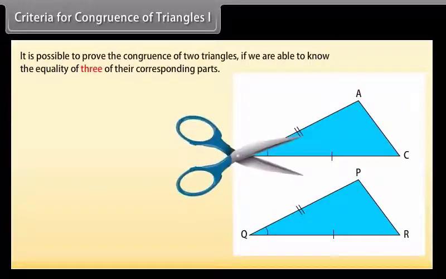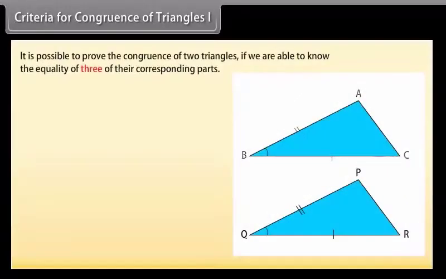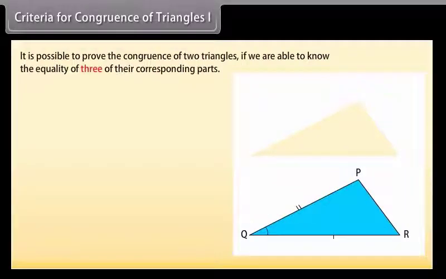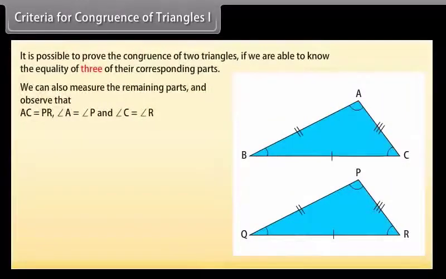If we trace or cut out triangle ABC and place it over triangle PQR, we will observe that one covers the other exactly. Thus, we may say they are congruent. Alternatively, we can also measure the remaining parts and observe that AC is equal to PR, angle A is equal to angle P, and angle C is equal to angle R, showing that triangle PQR is congruent to triangle ABC. This means that equality of these three corresponding parts result in congruent triangles.